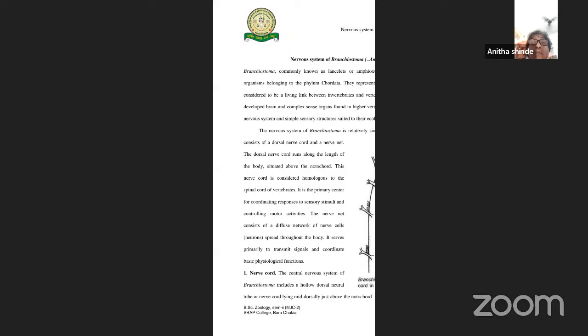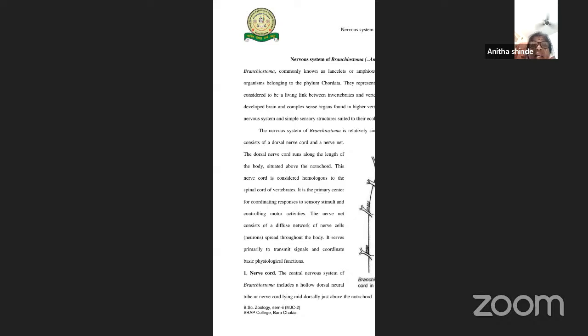It runs along the length of the body and it is situated just above the notochord. The nerve cord is considered to be homologous to the spinal cord of vertebrates, so it is almost similar to the vertebrate spinal cord. It is a primary center for coordinating the responses to the sensory stimuli and also controls various activities.